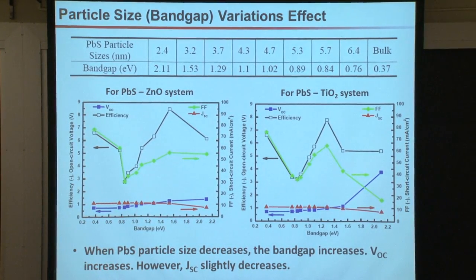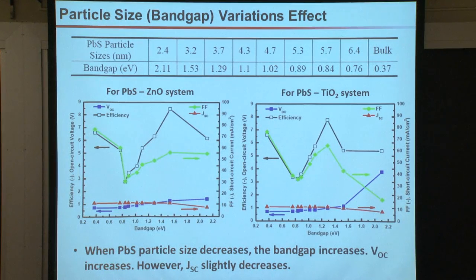So that means the particle size is smaller than the bulk material. Which means if you use a smaller particle size, with a higher band gap, you can get higher efficiency, for two reasons. The first is your VOC increases because your band gap increases. And the second is that your fill factor also increases in both systems.